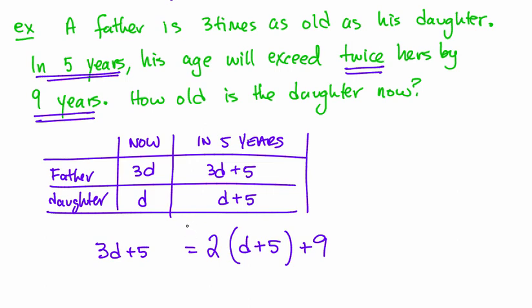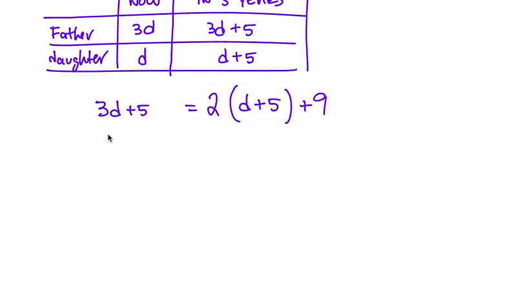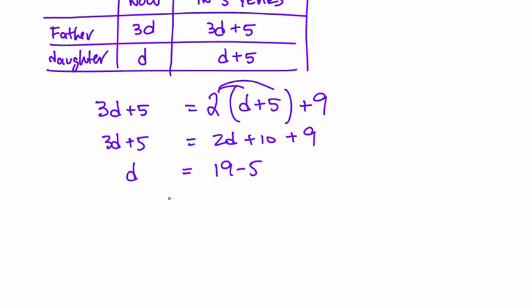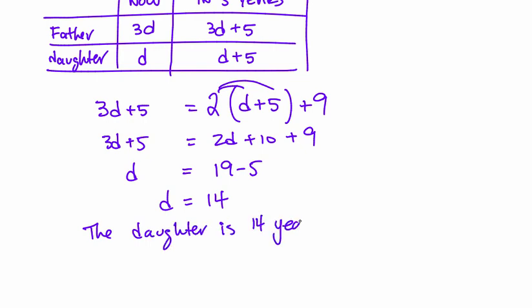Okay, once you have your equation, we can go and solve it, and our answer for D will be the answer to our question. So now it's simply an algebra question, 3D plus 5, and distributive law, 2D plus 10 plus 9, subtract 2D, so that's D, subtract 5, so 19 take away 5 is 14, and write my answer with units in a sentence. Done.